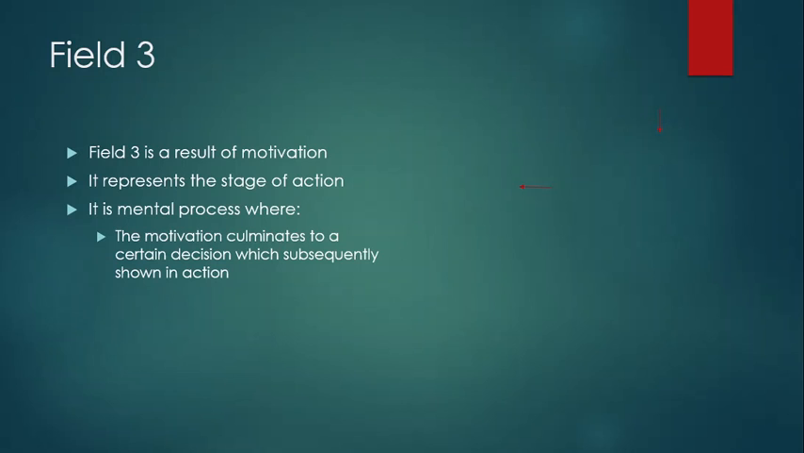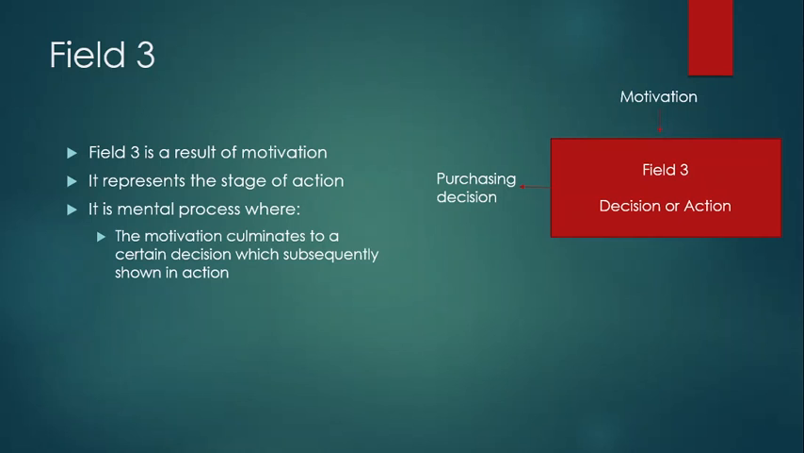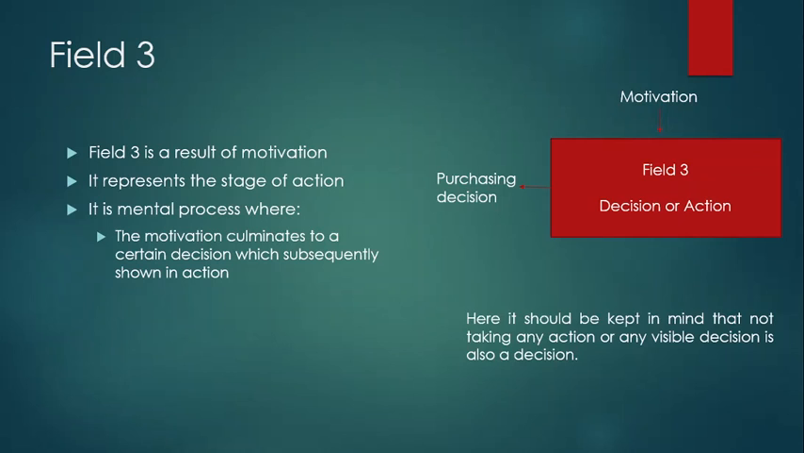Field 3 is a mental process where the motivation culminates in a certain decision, which is subsequently shown in action. So motivation turns into decision making. In field 3 the decision is made, and the purchasing decision can be whether to buy the product or not to buy the product. One should keep in mind that not taking any action or any visible decision is also a decision.